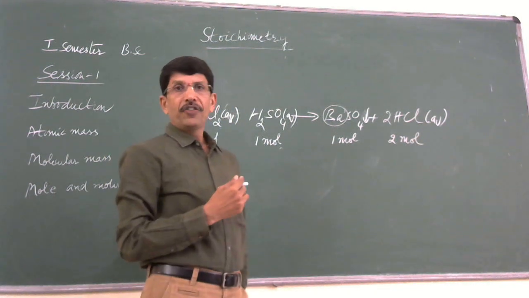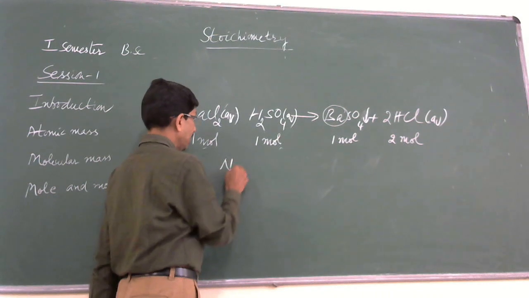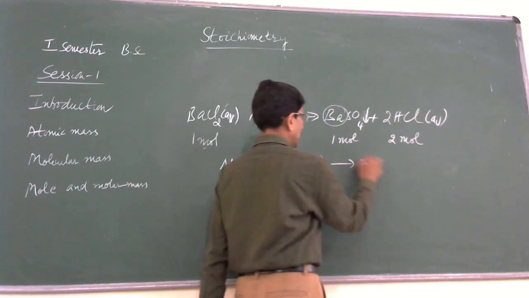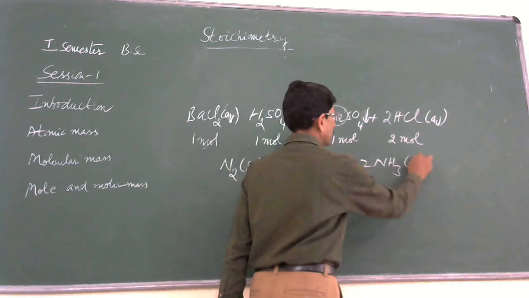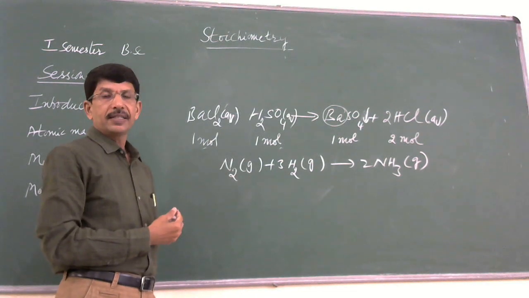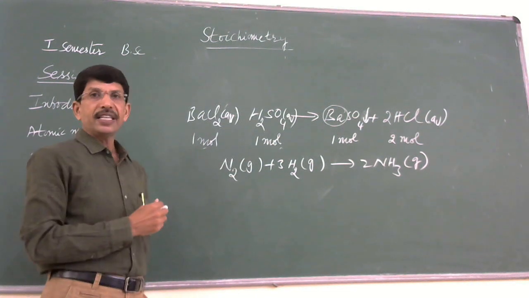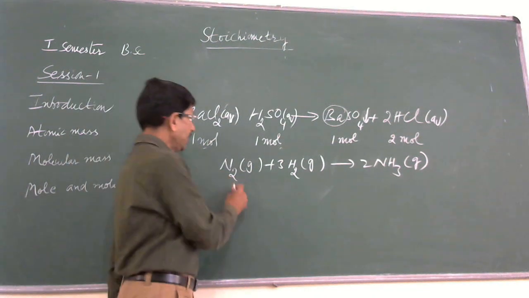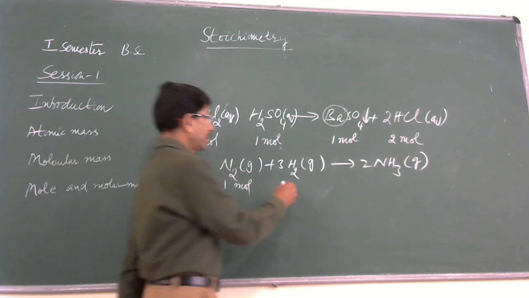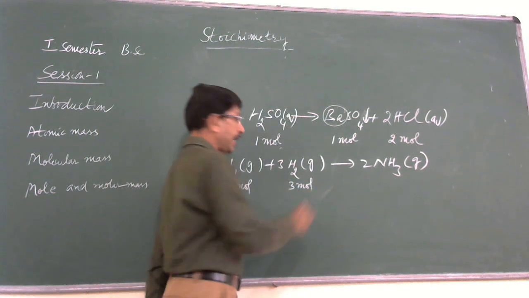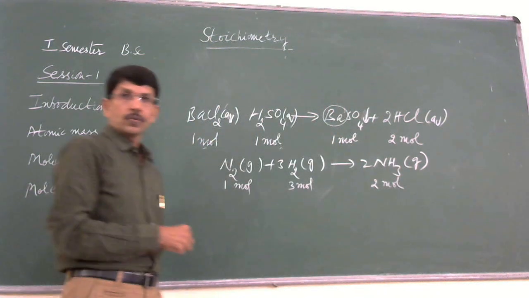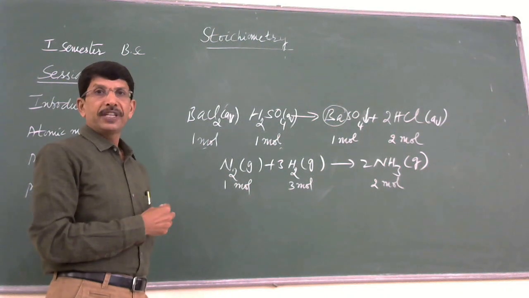Also, consider a gaseous reaction. What's a gaseous reaction? One where you have all the reactants and products in the gaseous state. Even this reaction is balanced. This again states that 1 mole of nitrogen gas reacts completely with 3 moles of hydrogen gas to give 2 moles of ammonia gas. So this is one way of dealing with quantities.